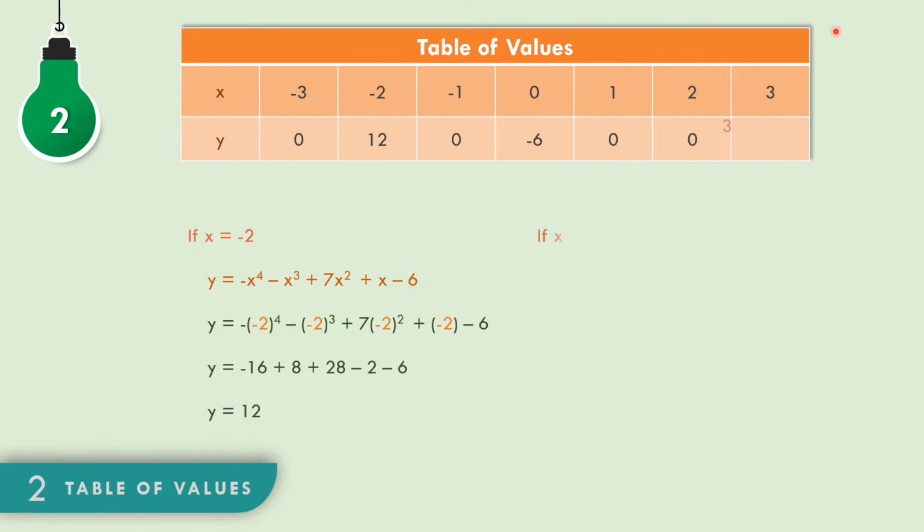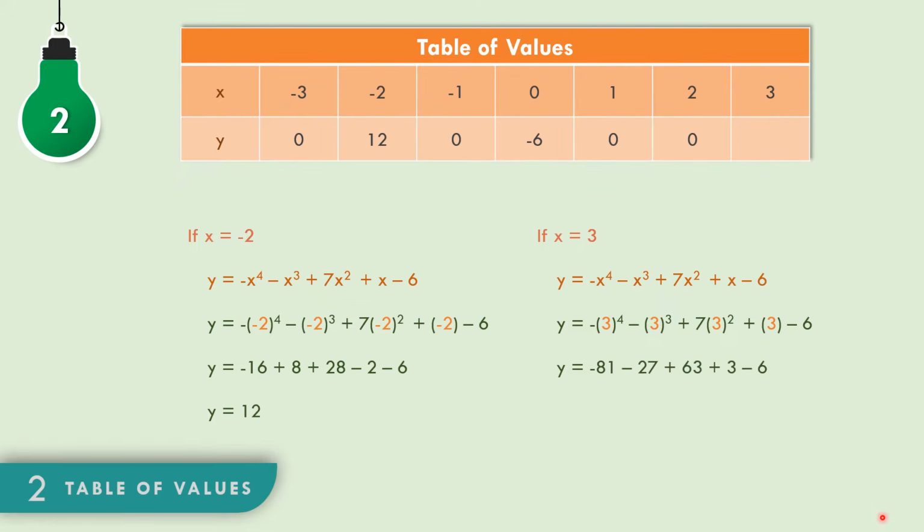How about if x is equal to positive 3? So we need to replace the value of x by positive 3 in the given equation. So that becomes negative times 3 to the fourth minus 3 cubed plus 7 times 3 squared plus 3 minus 6. So it means 3 times 3 times 3 times 3. So that answer is equal to 81 times negative is negative 81. 3 cubed is 27 times negative is negative 27. 3 times 3 is 9 times 7 is 63. And then bring the positive times positive is 3 and then negative 6.